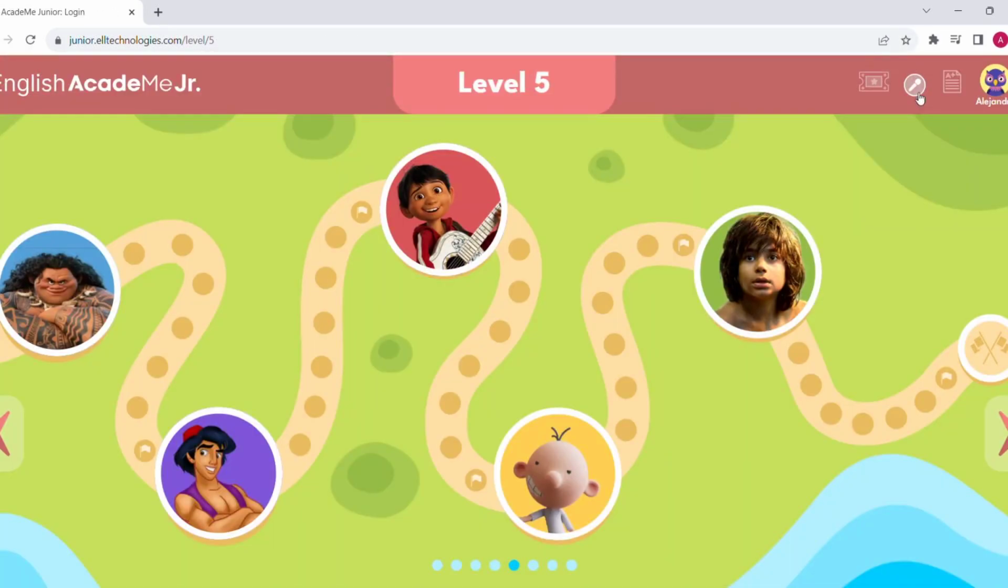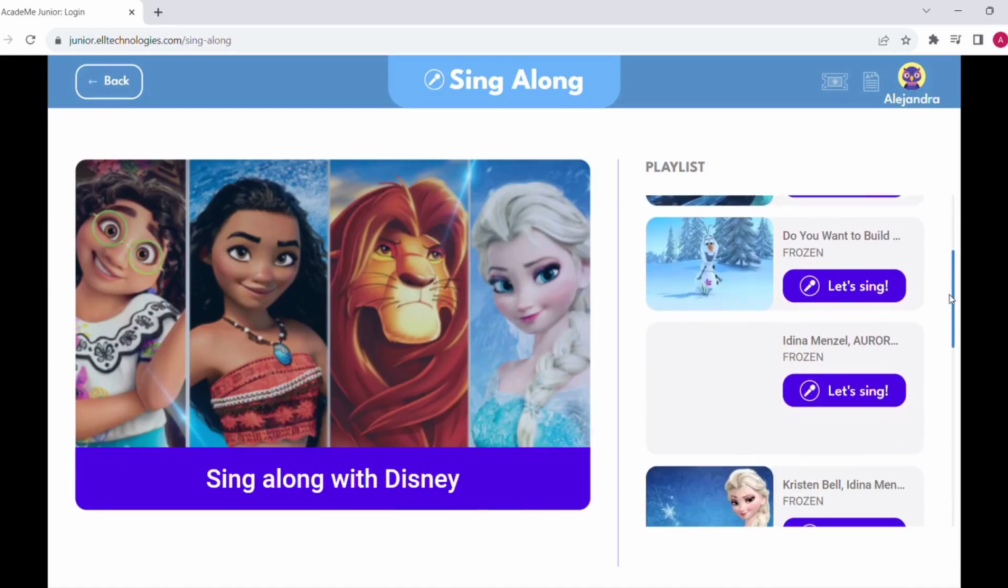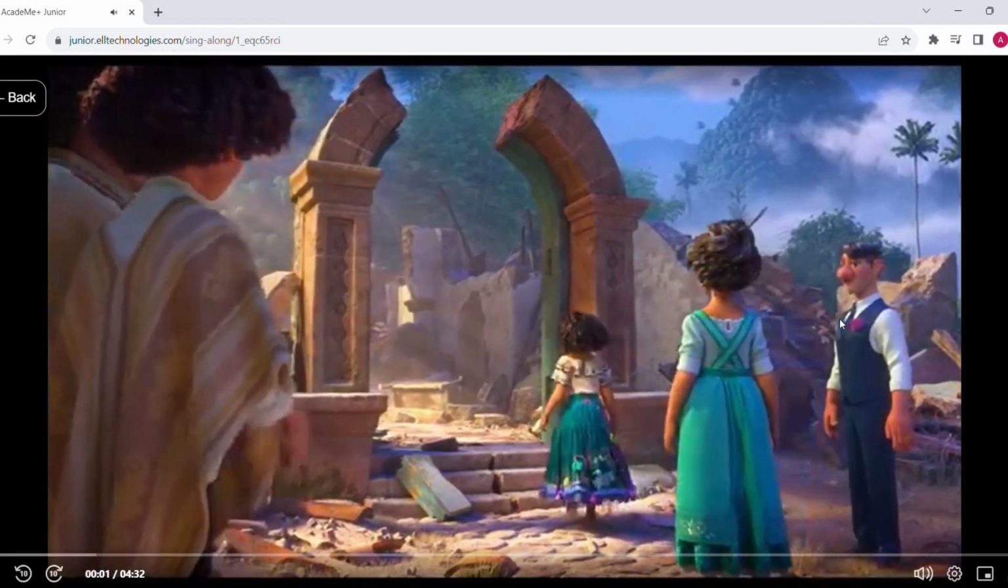Additionally, the students will be able to practice their pronunciation while having a fun time singing to the rhythm of the movie soundtrack. The student will have access to the most popular Disney songs and the lyrics of the song.